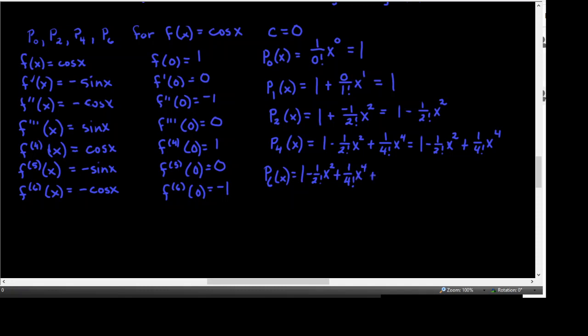Plus the sixth derivative at 0 is negative 1 over 6 factorial times x to the sixth, which is 1 minus 1 over 2 factorial x squared plus 1 over 4 factorial x to the fourth minus 1 over 6 factorial x to the sixth. And so if you wanted to keep going, hopefully you see the pattern.